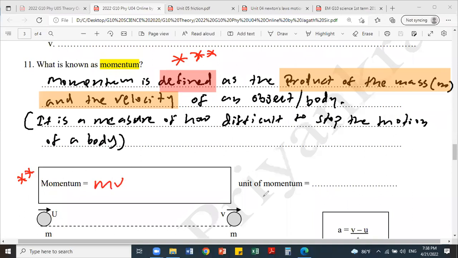Momentum is mv. And I also write one more thing. What is the SI unit of momentum? m is kilogram, v is velocity, m s minus 1. Then the unit will be kg m s minus 1, kilogram meters per second. Momentum is a vector. You can write here momentum is a vector. Understood? It is a vector, it has a definite direction. Is that clear?